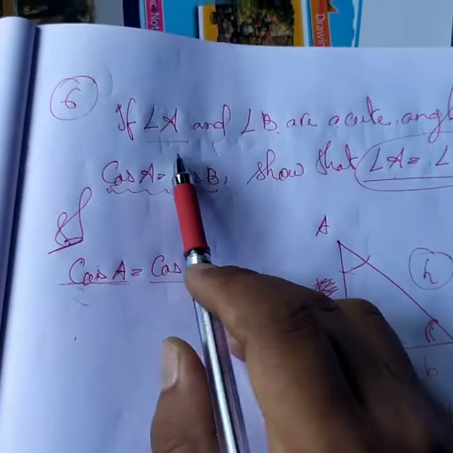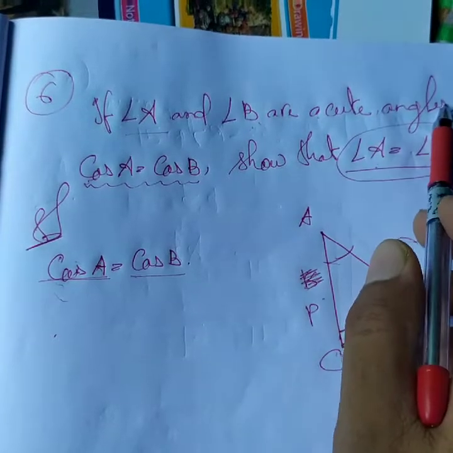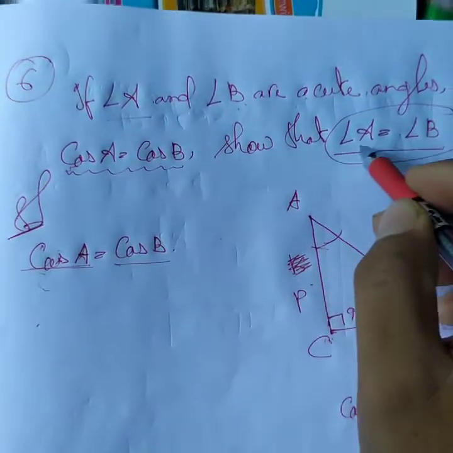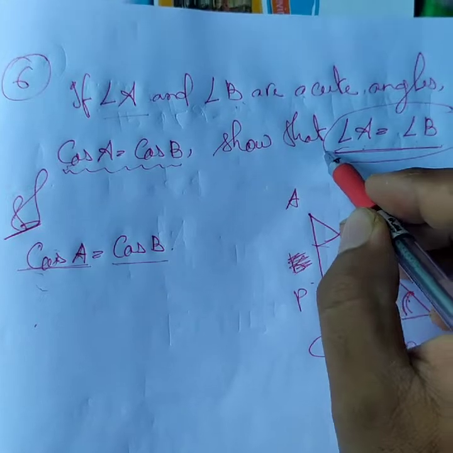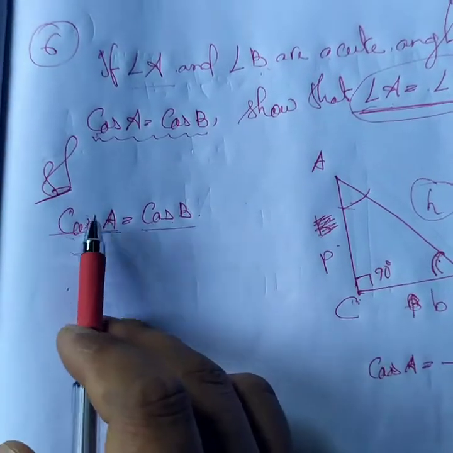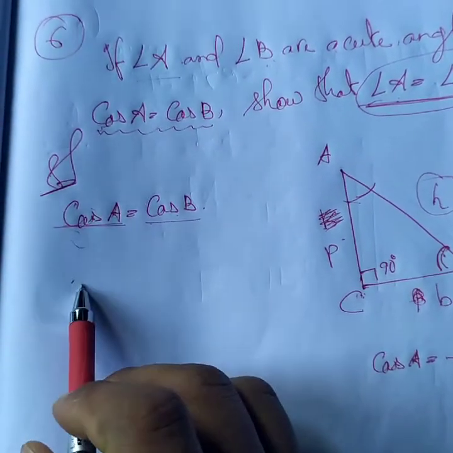Okay, question number 6. Angle A and angle B are acute angles. They are less than 90 degree. Cos A equals to cos B is given. You have to show that angle A is equal to angle B. So cos A equals to cos B. What is the formula of cos again? It is base by hypotenuse.